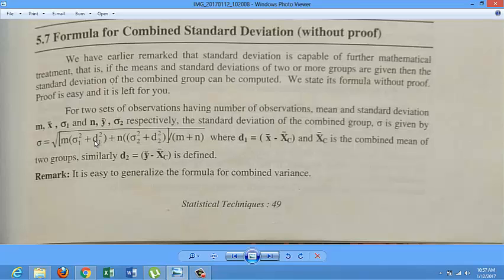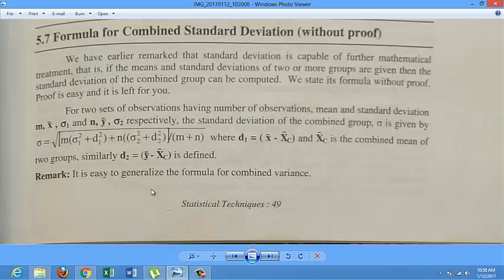D1 and D2, I am going to explain now. If you combine both data sets and find the mean, that is x bar c, where c is a subscript, this is the combined mean, and this is the mean of the first data set. Take the difference, and that is d1. For the next one, the mean of the second data set minus the combined mean, the difference between these is d2. So like this it happens.